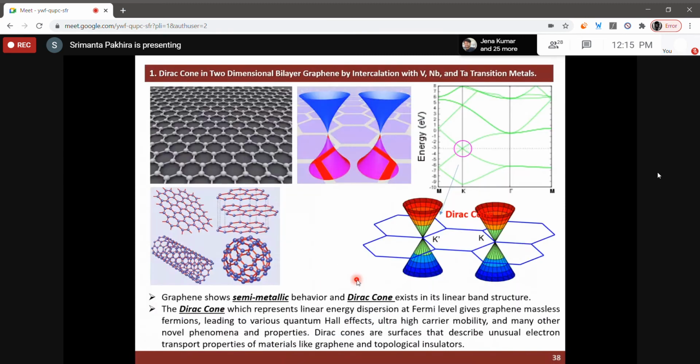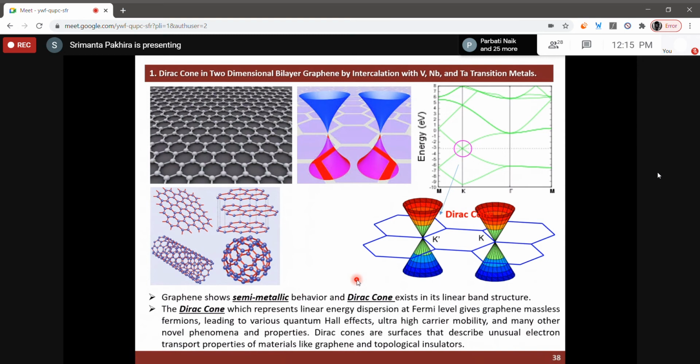Yesterday I was discussing what the Dirac cone is. Probably I do not need to repeat it, since yesterday I described graphene. But graphene shows semimetallic behavior and a Dirac cone in its linear band structure. This semimetallic behavior and these Dirac cone properties can be explained by density functional theory.